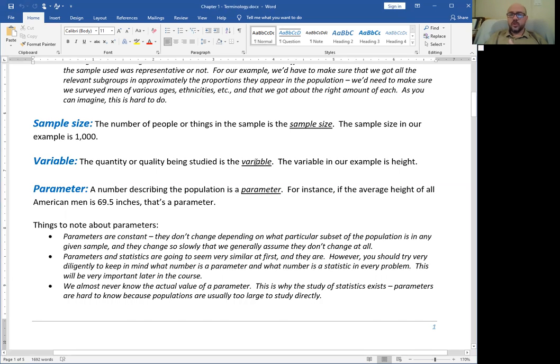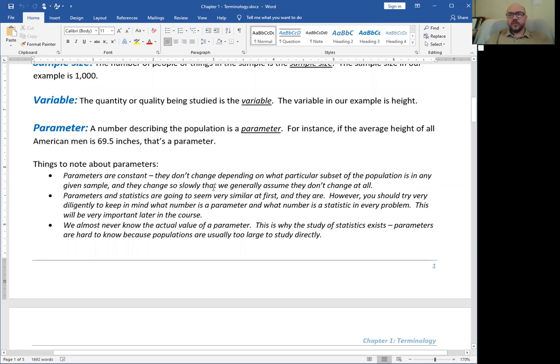The variable is the thing that we're studying. In this case, it's height, right? We asked how tall are American men. The thing we're asking about is height. And then two different terms referring to numbers about the sample or the population.